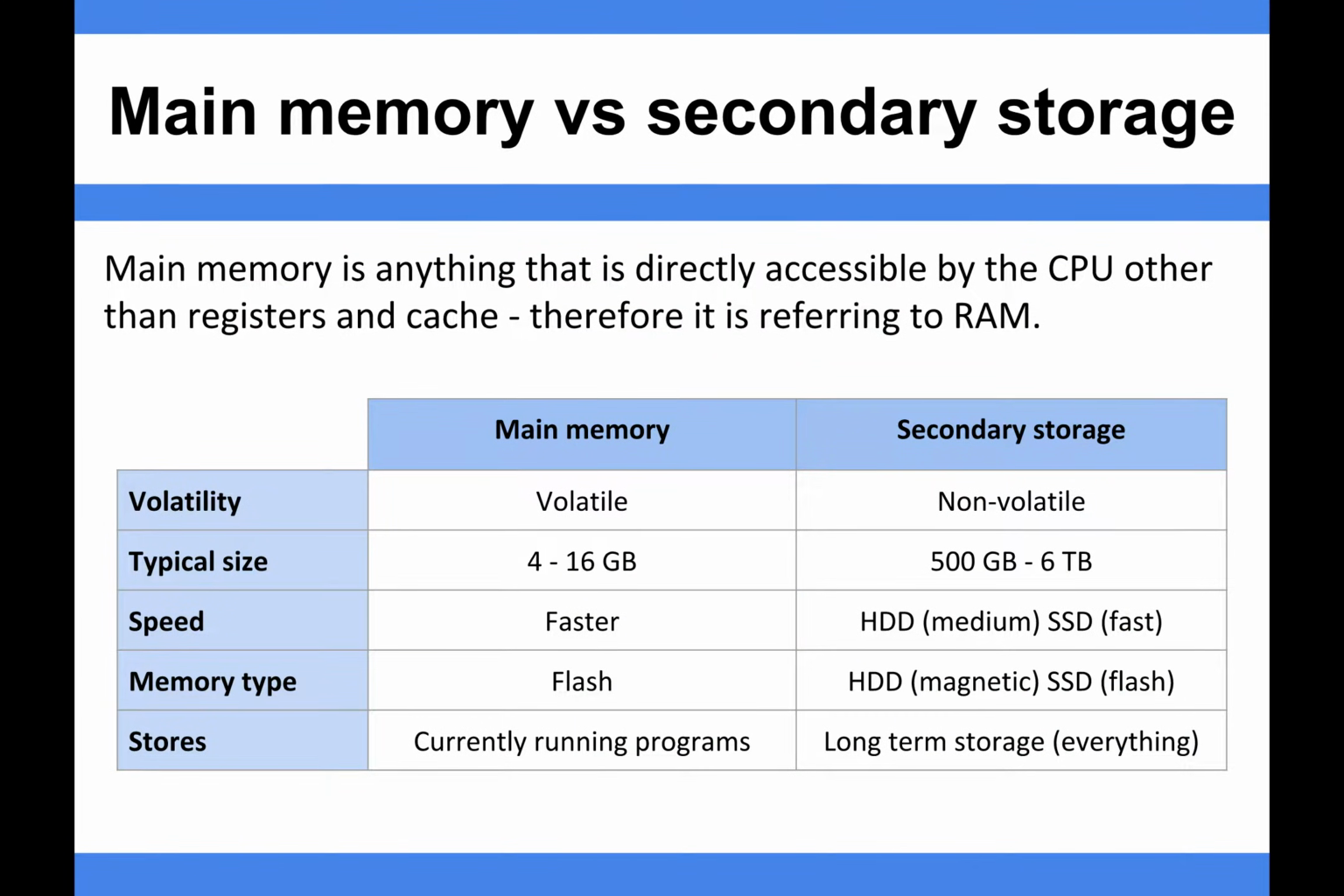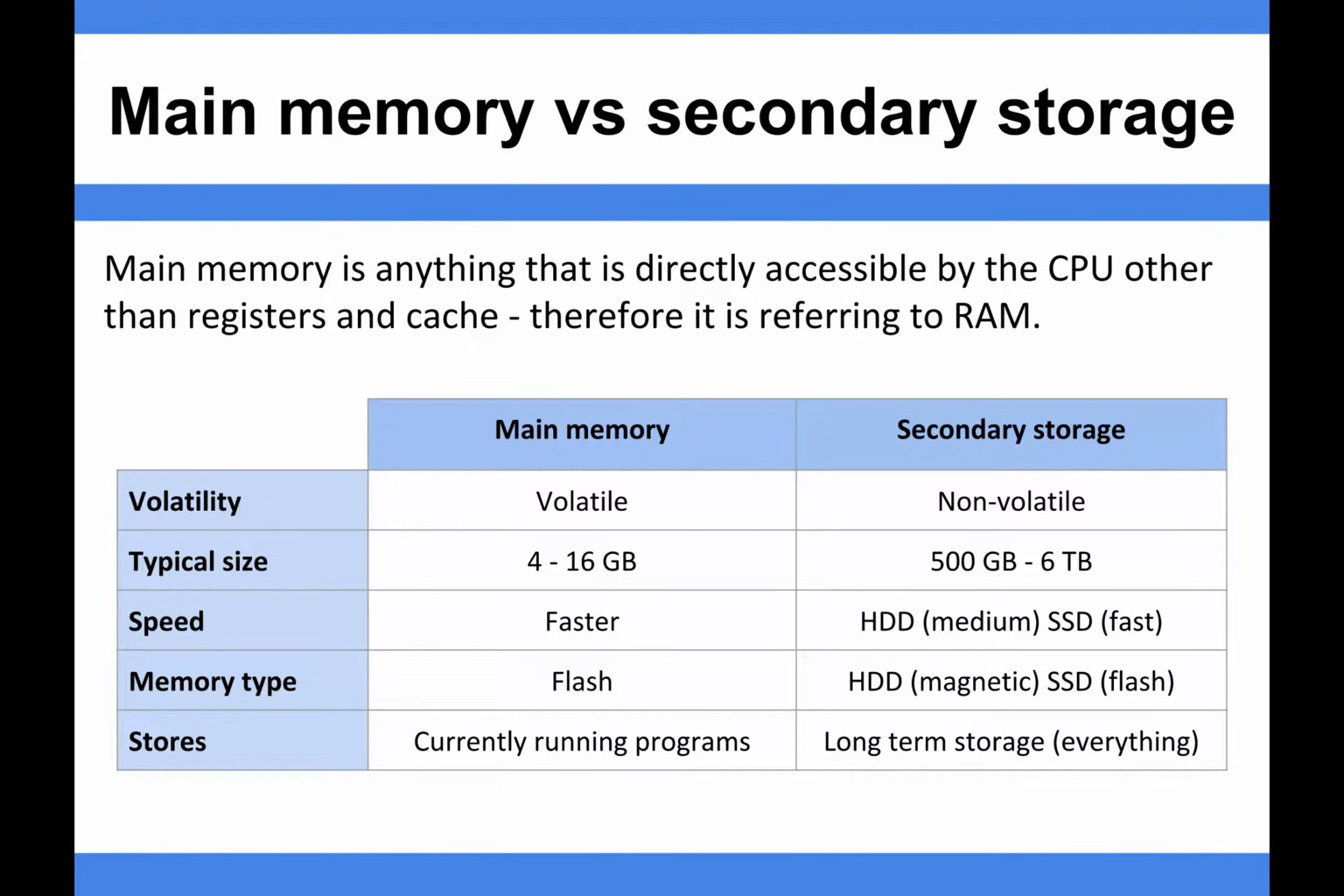In terms of the differences between the two, first is volatility. Main memory is volatile and secondary storage isn't. Secondary storage is your hard drives, your SSD drives, etc. Volatility means does it require power to store data? For example, if you turn the power off your computer, all the data in RAM disappears. It's lost. Whereas with secondary storage, if you turn the power off, all those ones and zeros are still retained, so you can get them back.